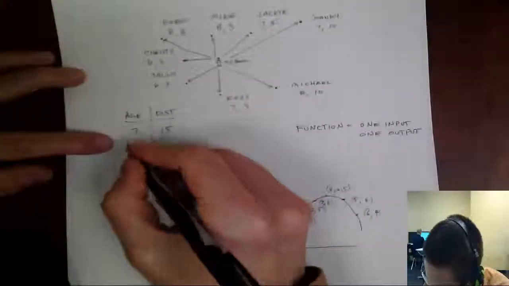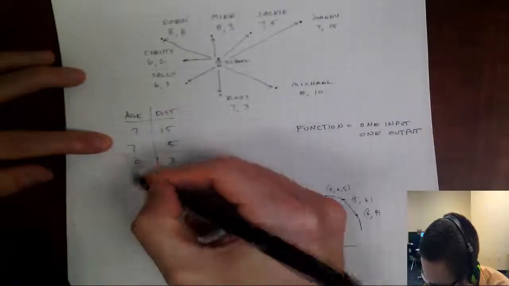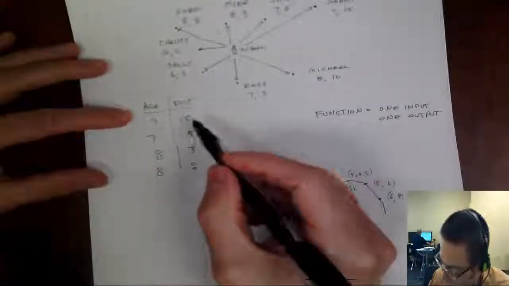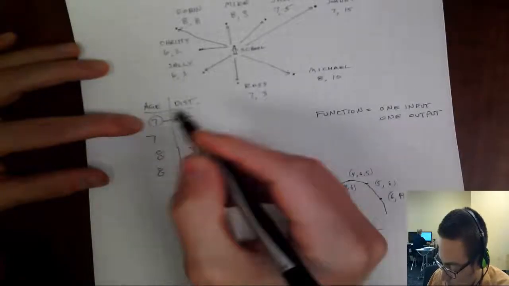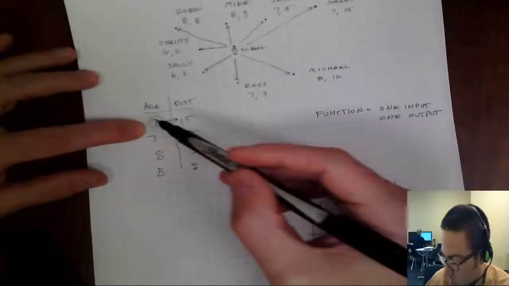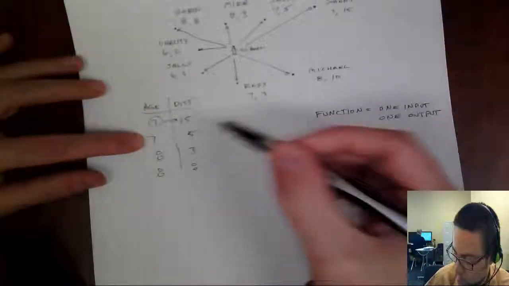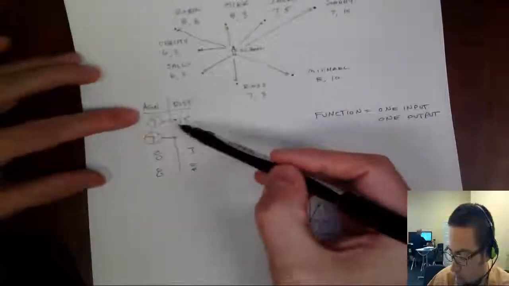So 7 and 15, 7 and 5, 8 and 3, 8 and 8. So we have these different relationships, but I don't have a single input giving me a single output, because imagine yourself sitting at the computer and you search by age. Would you search by age to find the distance a student lives from school? So I put in 7 and I get out 15. No. It wouldn't work that way, right? You'd have to have some other relationship that would give you the distance from school.